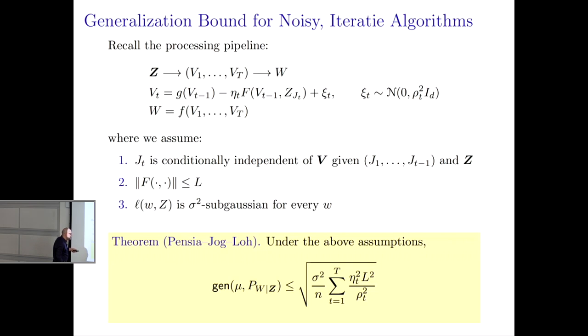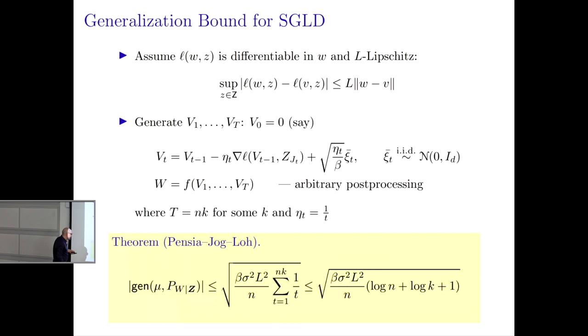So one of the a_t's is going to stay in the numerator. You're going to have beta in the numerator, L squared. And what's going to end up here is 1 over t. And the harmonic sums are upper bounded by logs. So we end up with this bound: beta sigma squared L squared over n times log n plus log k over 1 plus 1.